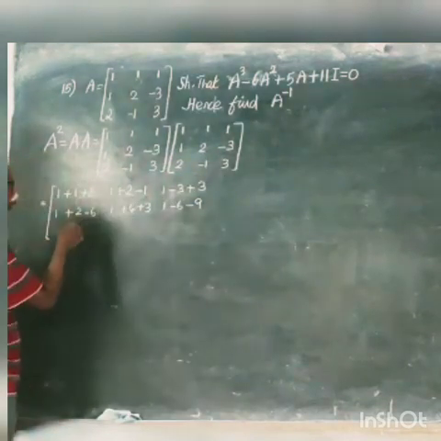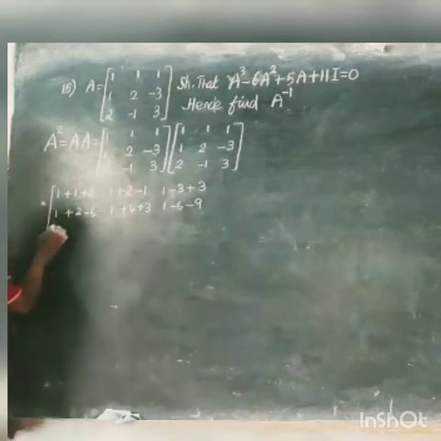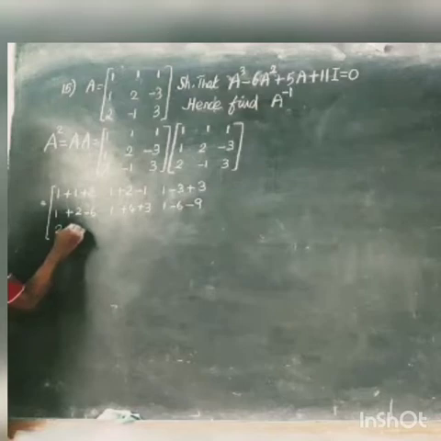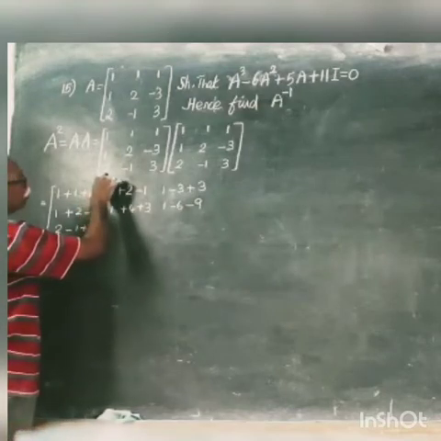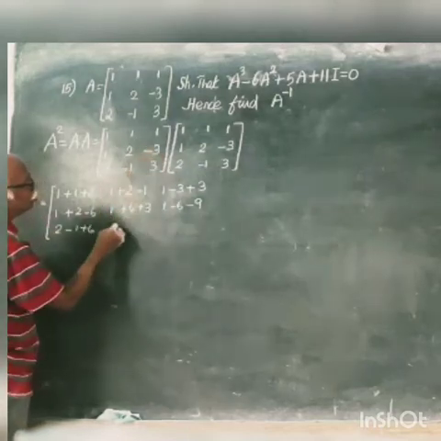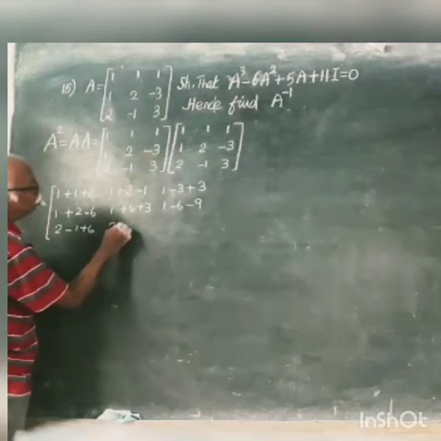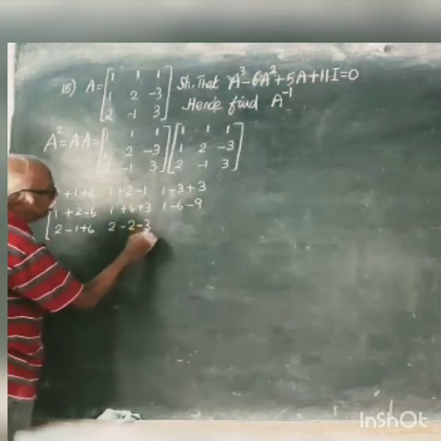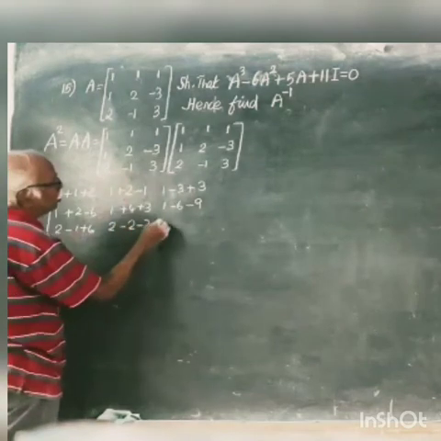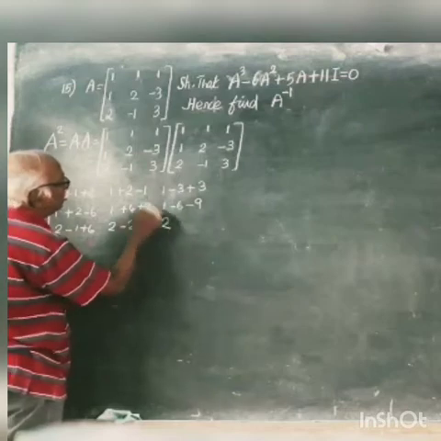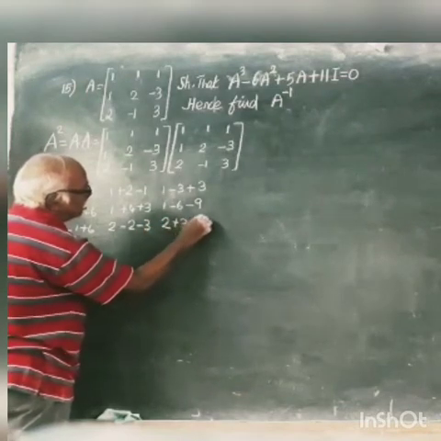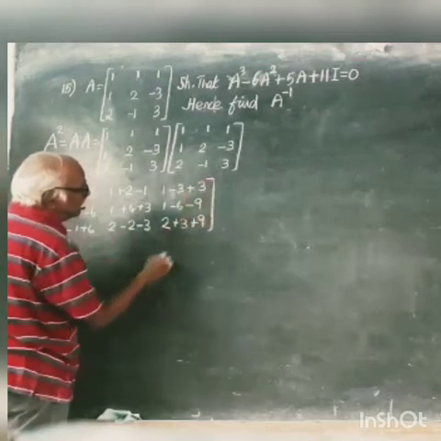Third row, first column: 2 into 1, 2, minus 1 into 1, minus 1, plus 6. Third row, second column: 2 into 1, 2, minus 2, minus 3. Then 2 into 1, 2, plus 3, plus 9.